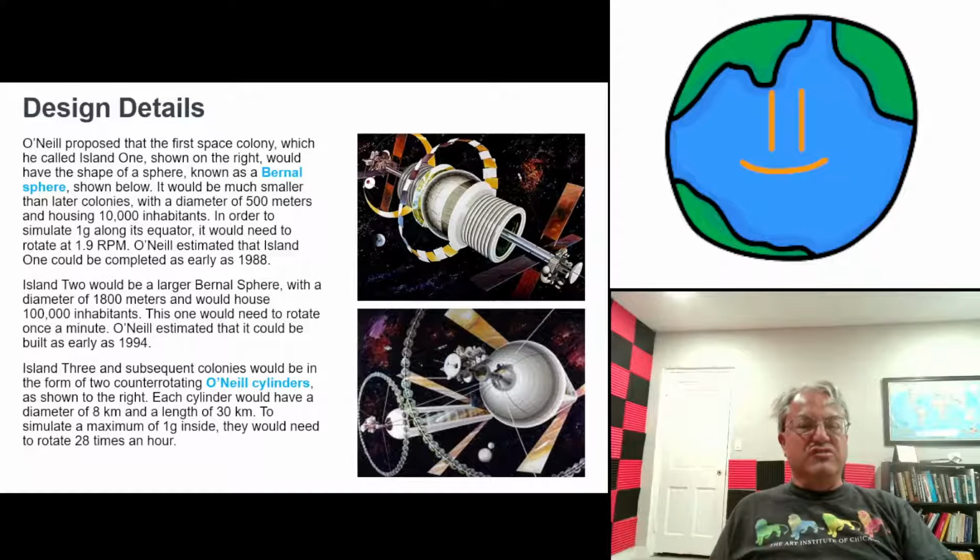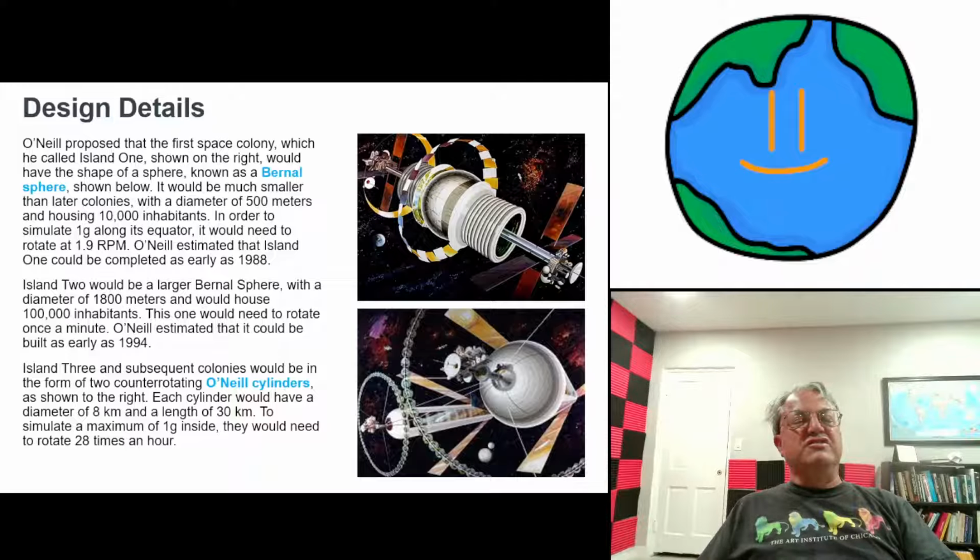And then once we had all the materials sent up to where the colonies are going to go, we'd build them, we'd assemble them there. And the first colony that O'Neill envisioned, he called it Island One. He also called these things space islands. Island One would have the form of what's known as a Bernal sphere.